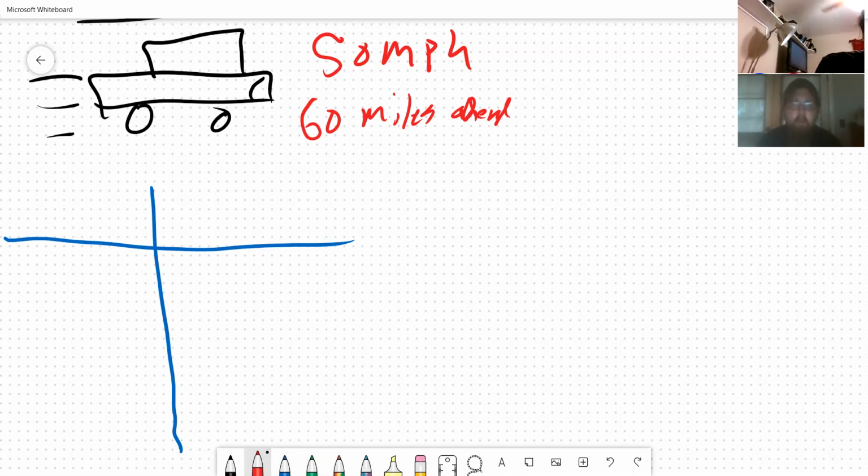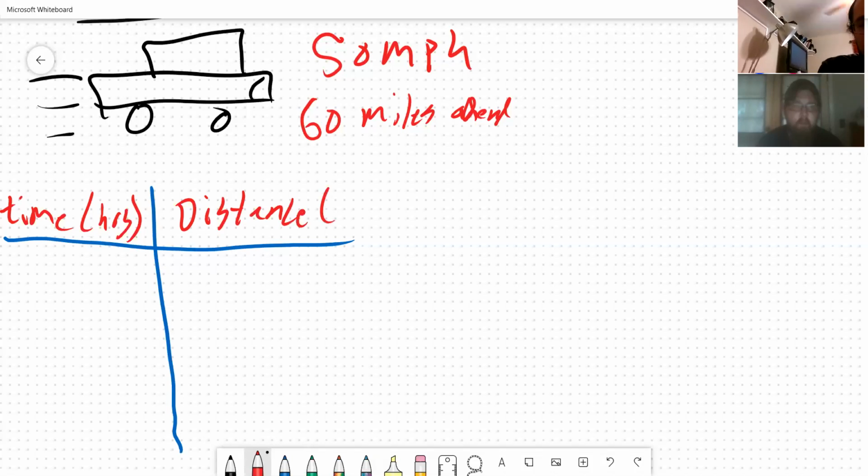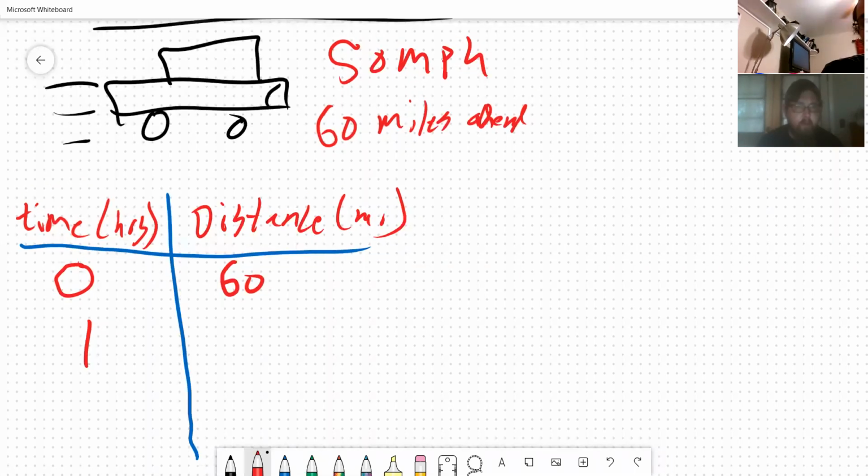Let's make a little cheat chart with the time in hours and the distance we have traveled, how far away we are in miles. So after 0 hours, as soon as the referee goes, bang, go, how far away are we? We're at 60 at that point. Very good. After 1 hour, remember we're traveling at 50 miles per hour, how far away are we going to be? Already at 60, 1 hour plus 50 puts us at 110.